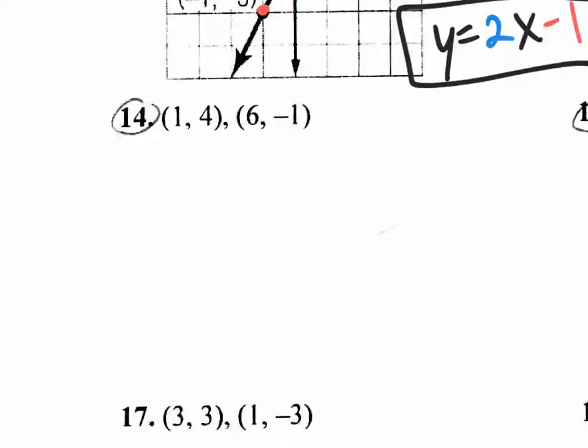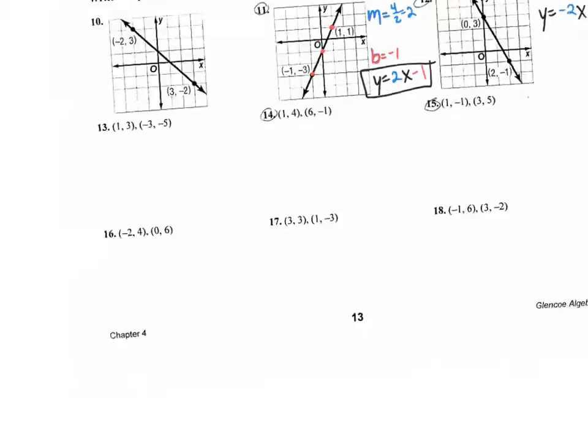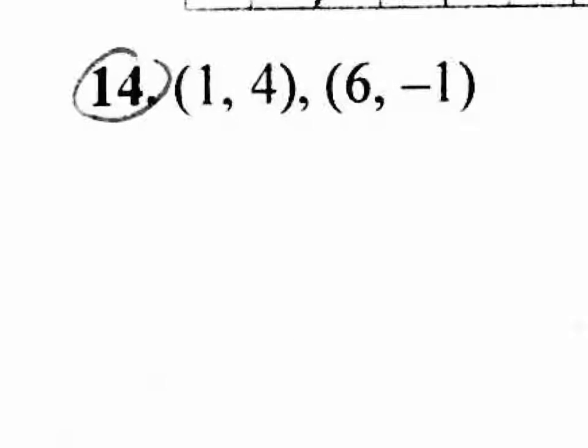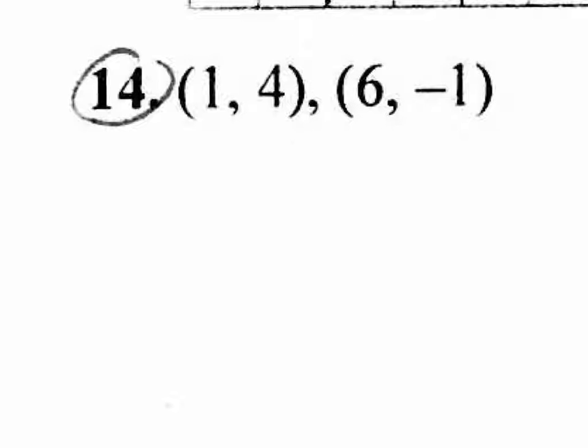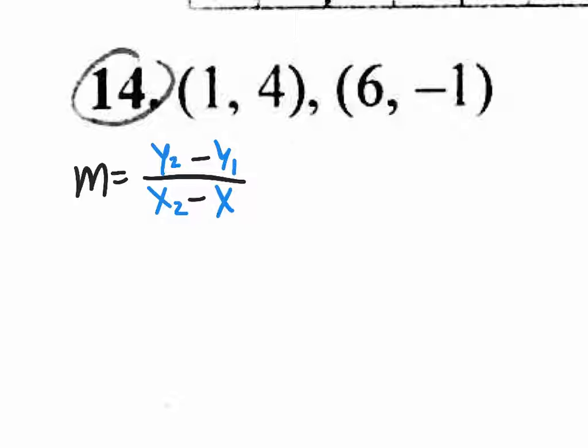How about, these are the most fun ones right here. Number 14. Because right here you have to actually walk through all the different skills that you've learned in the past. Skill 1, you have to have the slope formula memorized. M equals y2 minus y1 over x2 minus x1. And of course, you have your x's and your y's up here. Negative 5 minus 3.